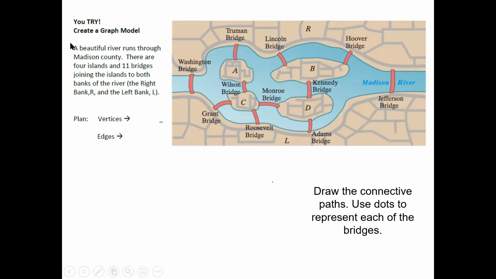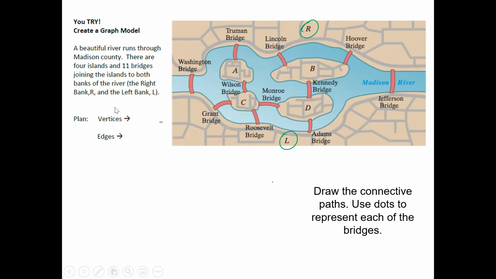So now what I'm going to have you guys do is go ahead and try this. It says, create a model graph. A beautiful river runs through Madison County. There are 4 islands, 11 bridges. Join the islands to both banks of the river, the right bank, R, and the left bank, L. So here's your R, here's your L.